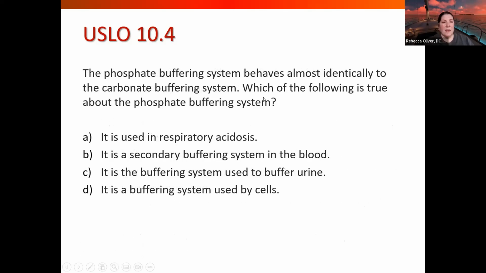Okay. The phosphate buffering system behaves almost identically to the carbonate buffering system. Which of the following is true about the phosphate buffering system? Let's see, it's used in respiratory acidosis. It's a secondary buffering system in the blood. It is the buffering system used to buffer urine. It is a buffering system used by cells.